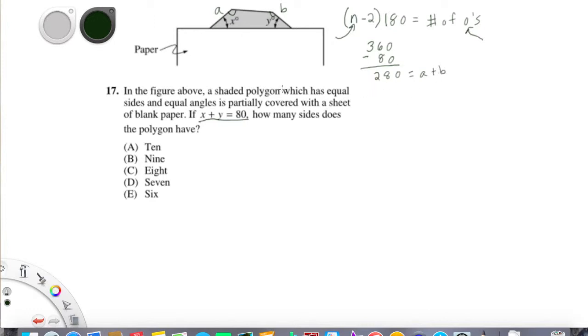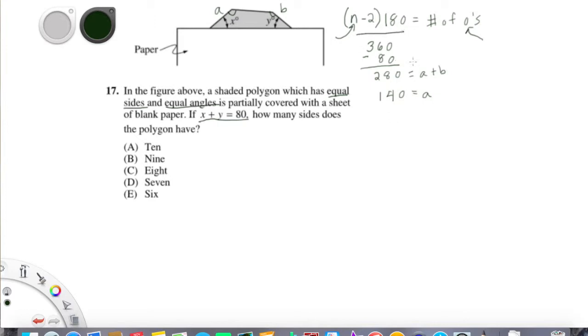We also know that this is a polygon which has equal sides and equal angles. Well, if A and B are equal, and together they equal 280, then dividing by 2, we'd get 140, and that's A or B. Great. If A is 140 degrees, then we have a figure that has a bunch of angles of 140 degrees. While that doesn't quite solve our problem, we're almost there.